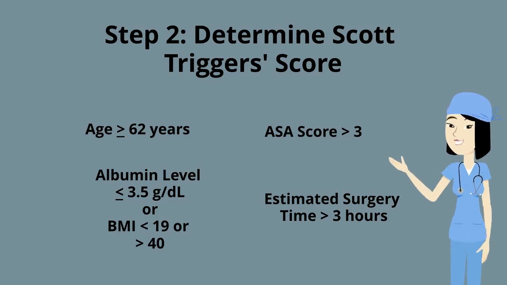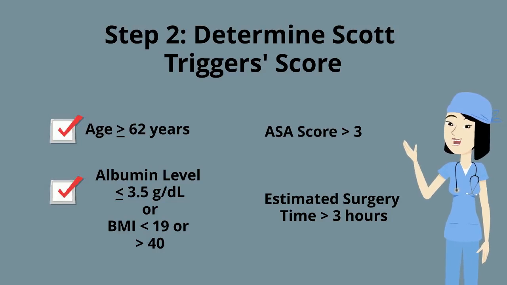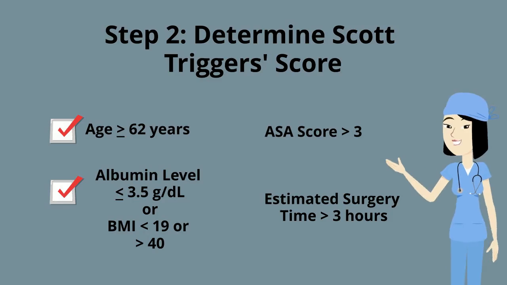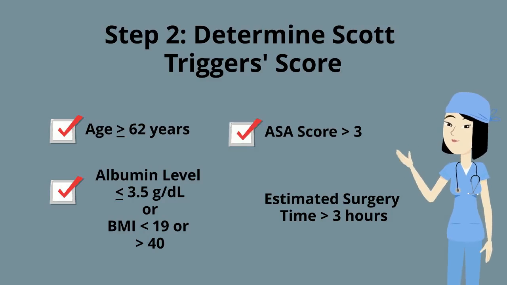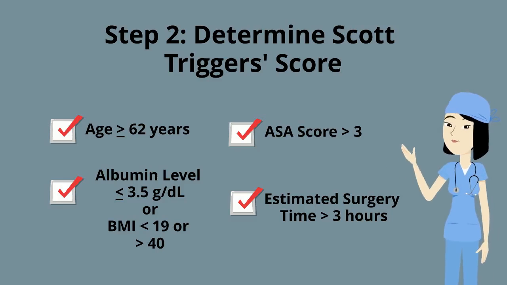Is the patient 62 years or older? Is the patient's albumin level less than or equal to 3.5 grams per deciliter, or BMI less than 19 or greater than 40? Is the patient's ASA score greater than 3? And will the surgery take more than 3 hours? For every yes, give the patient a point and then add up all the points.